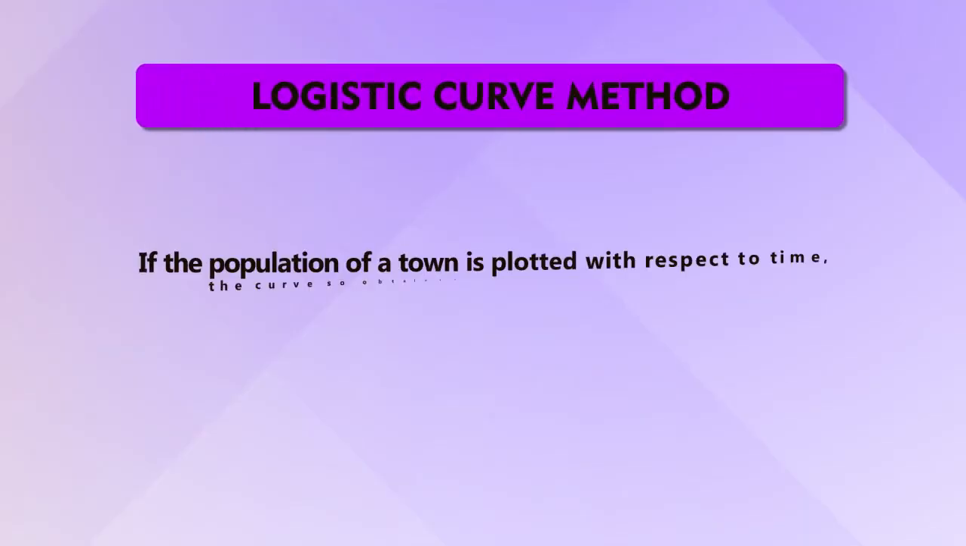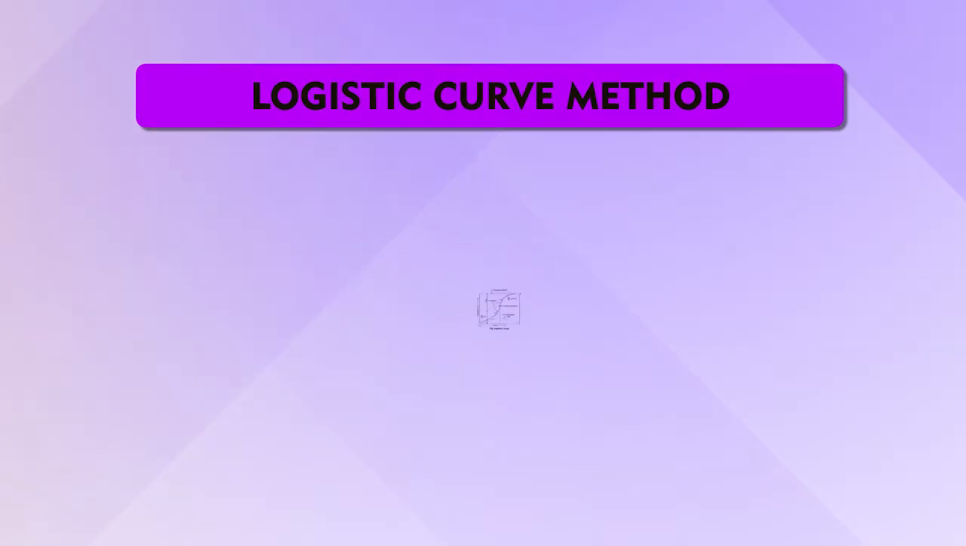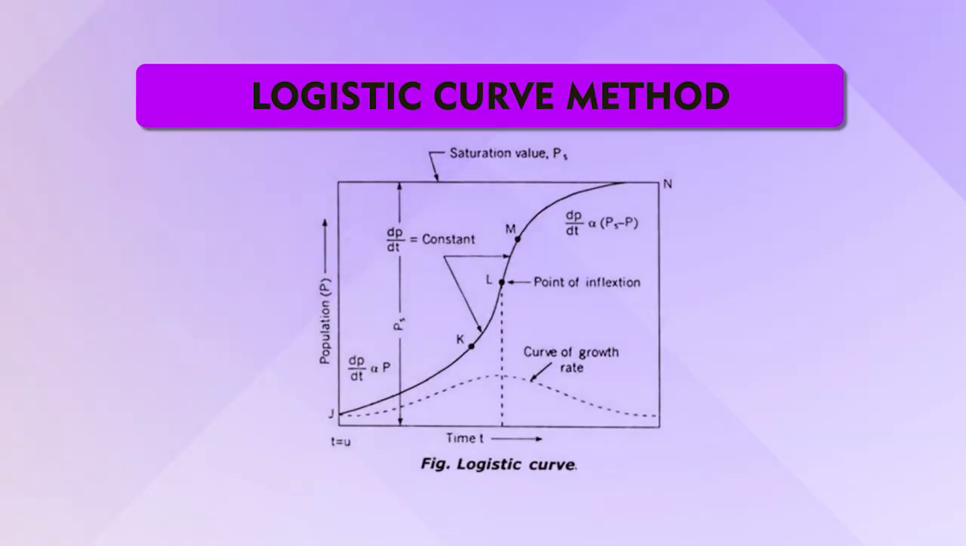Logistic curve method. If the population of a town is plotted with respect to time, the curve so obtained under normal conditions shall be like this. So this is the logistic curve. This is like an S shape.